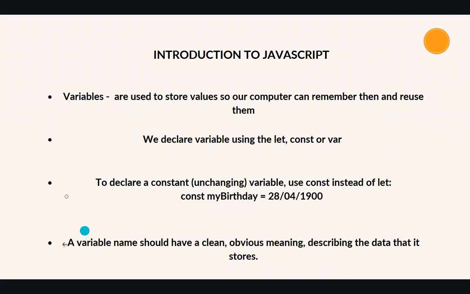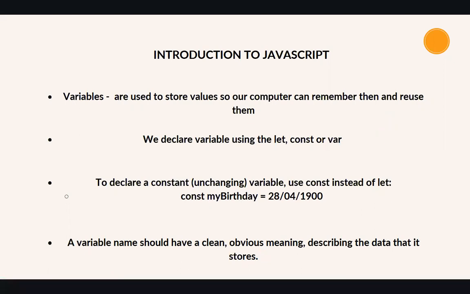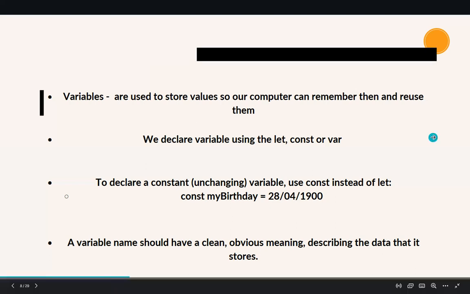The other thing was that a variable name can be anything. You can call your variable anything, but a good way to do it is to let your variable name have a clean and obvious meaning, so that it describes the data you're storing in it. Because you don't want to give your variable a weird name and come back a week later and wonder, hey, what is this variable supposed to do? So even though you can name it anything, it's a good convention to give it a meaningful name, so that at least you, the programmer, can always remember what this variable is doing.